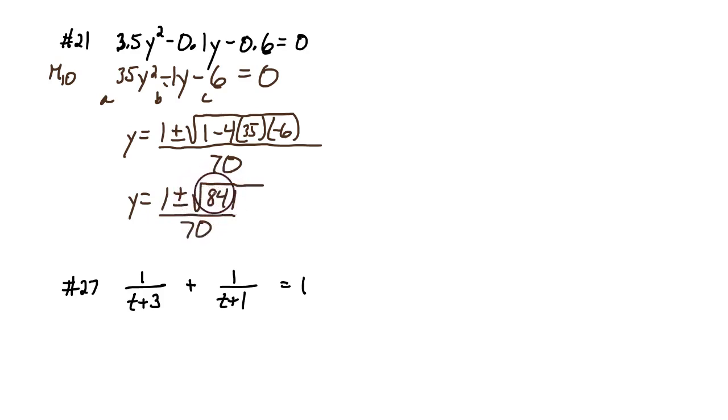Does the square root of 841 produce an integer? Let's use a calculator to find out. Yup, it's just 29. This is going to make two answers. 1 plus 29 is 30 over 70. And the other answer is 1 minus 29, which is negative 28 over 70.